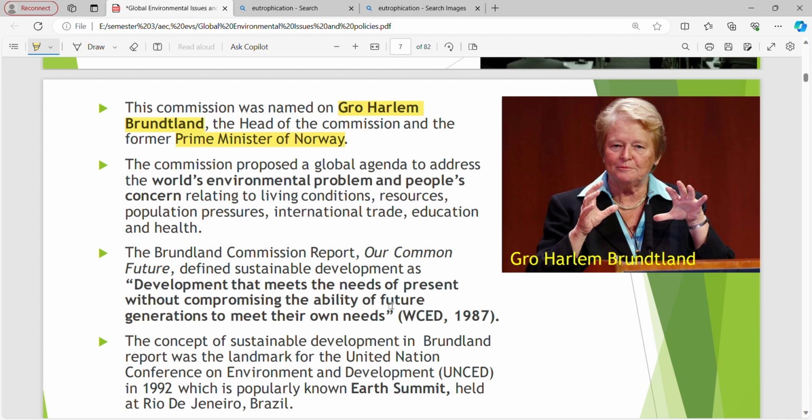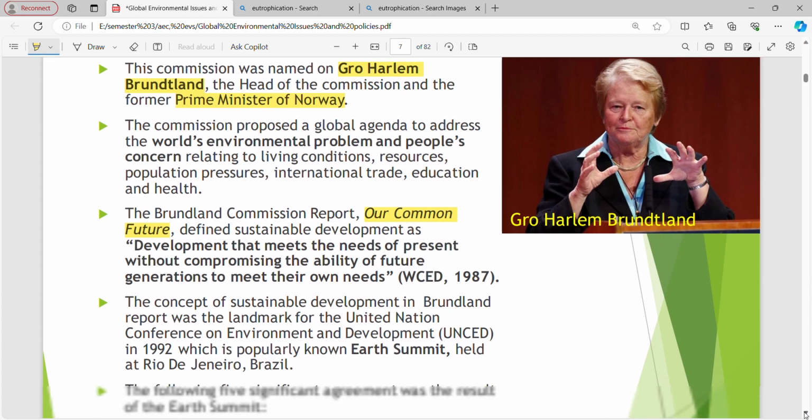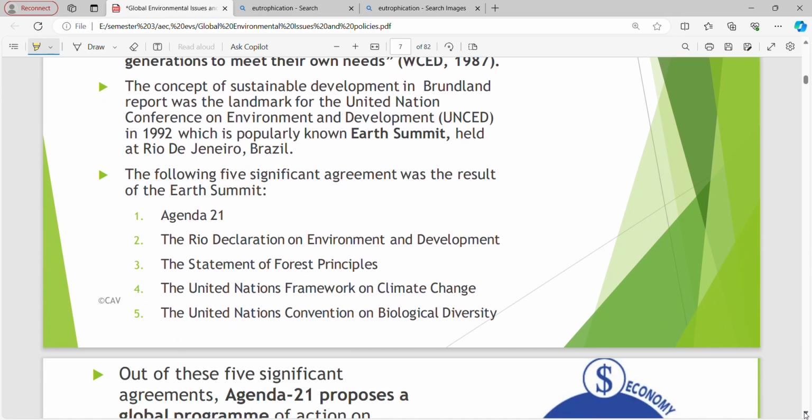The Brundtland Commission report, Our Common Future. You all know this, it was in the last semester also. It defined sustainable development as development that meets the needs of the present without compromising the ability of future generations to meet their own needs. Okay. The concept of sustainable development in the Brundtland Report was the landmark for the UN Conference on Environment and Development in 1992, which is popularly known as the Earth Summit.